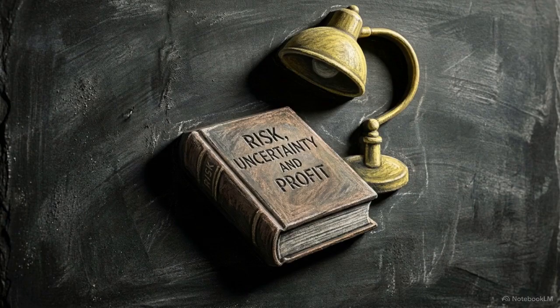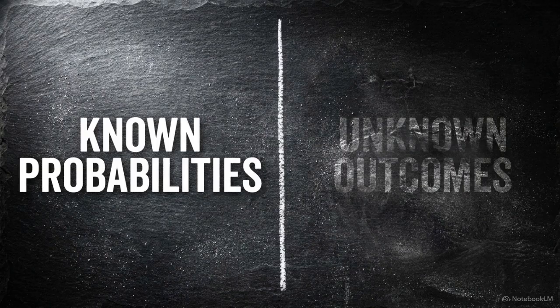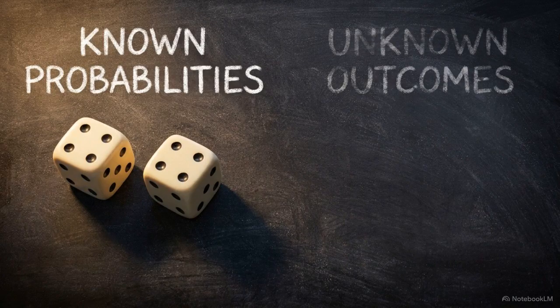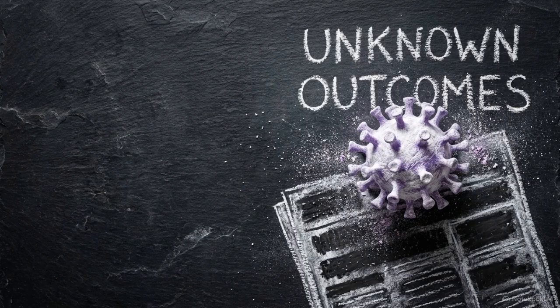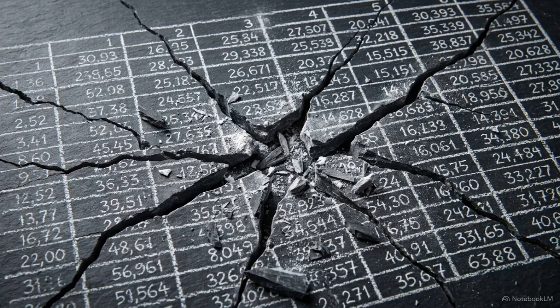In 1921, economist Frank Knight established a strict boundary between two concepts that are often confused. He defined risk as a scenario where outcomes have known, measurable probabilities. We have historical data for monsoon failures, or the strict mathematical odds of rolling dice. Uncertainty applies to events where probabilities simply cannot be assigned, like a novel virus or an unpredictable geopolitical shock. Standard actuarial insurance models break down completely under true uncertainty.